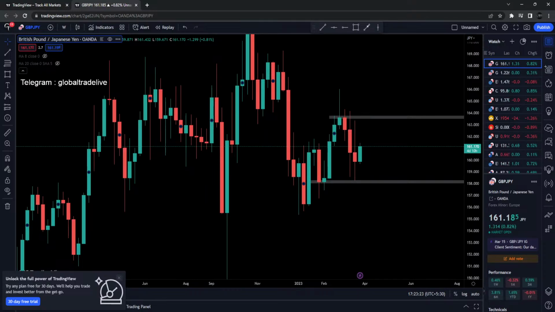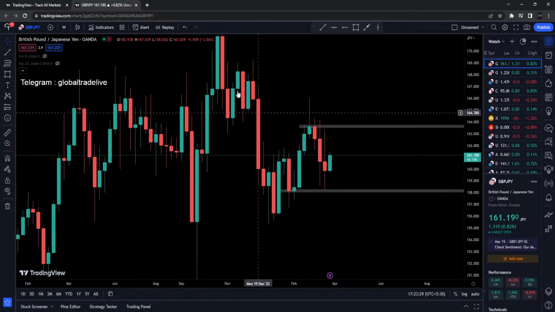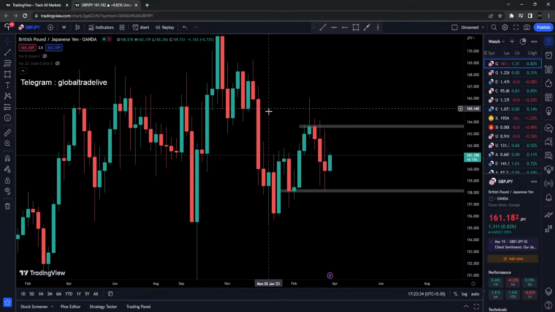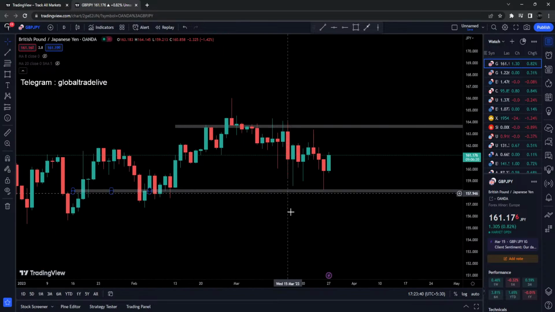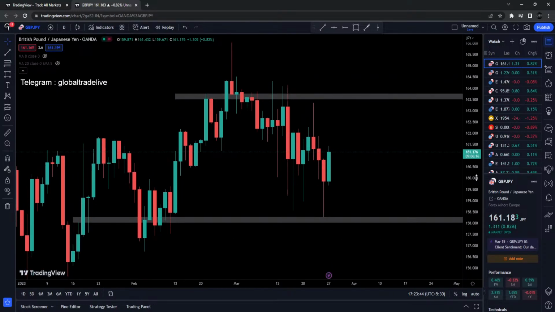Okay, so now it's working perfectly fine. I have just restarted the software, and we were talking about the weekly time frame of GBP JPY. So let's just go to the daily time frame over here, and let's now talk about the daily candles.